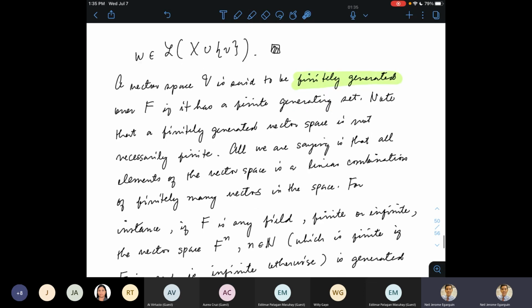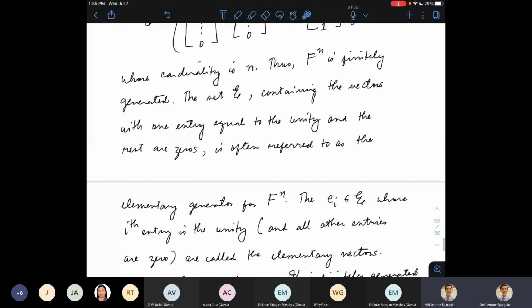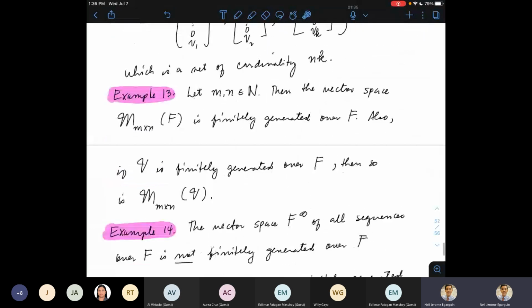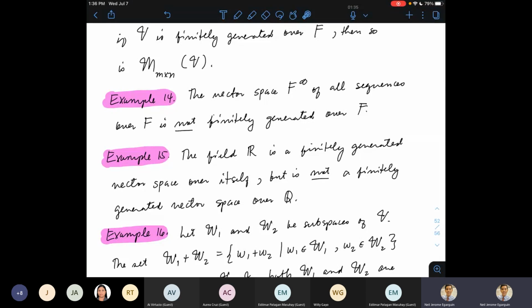Now, I think I have an example here of a vector space that is not finitely generated. Yeah, the vector space of all sequences is not finitely generated over a field F. What other example of a vector space that is not finitely generated can you think of? Actually, I think I gave one. We discussed one earlier. Can you recall what that vector space is? A vector space that is infinite and not finitely generated. So, the set of all polynomials?